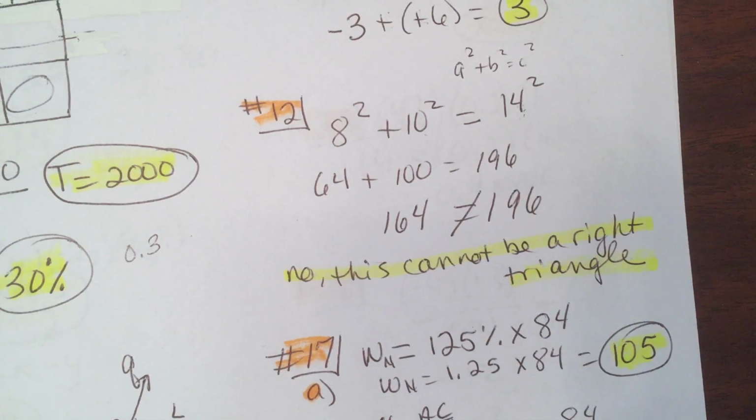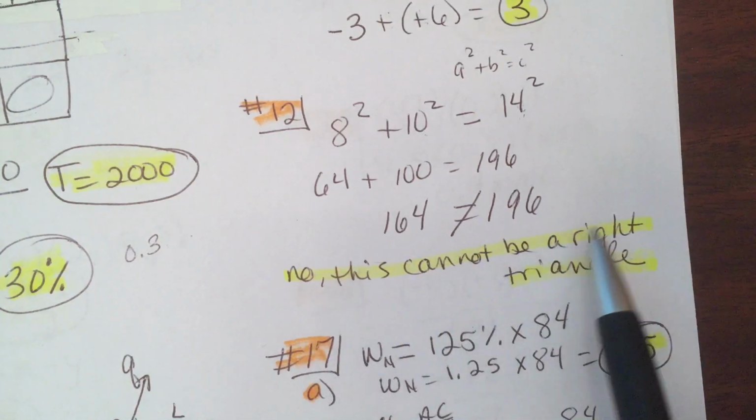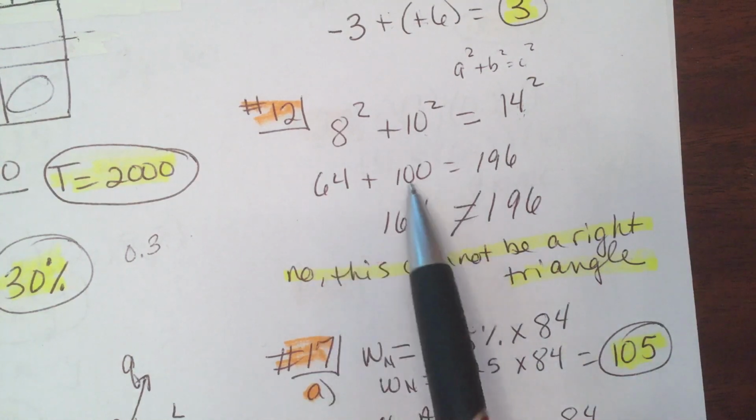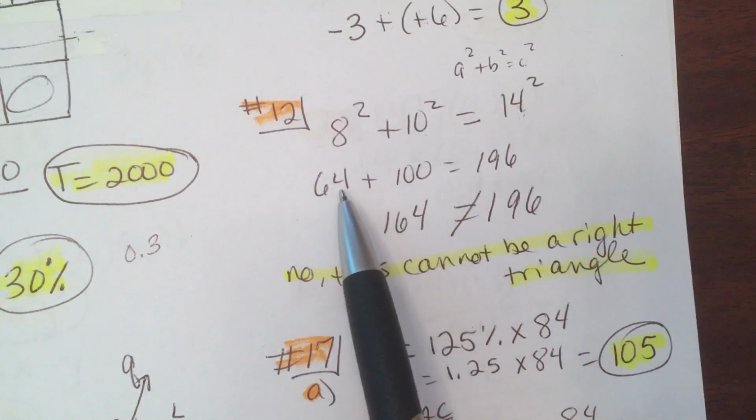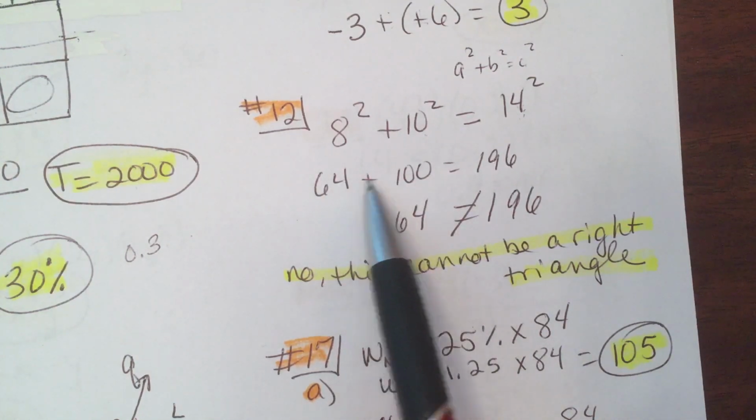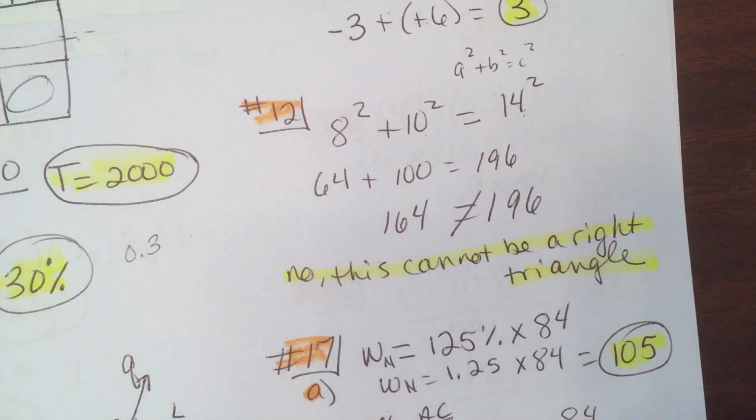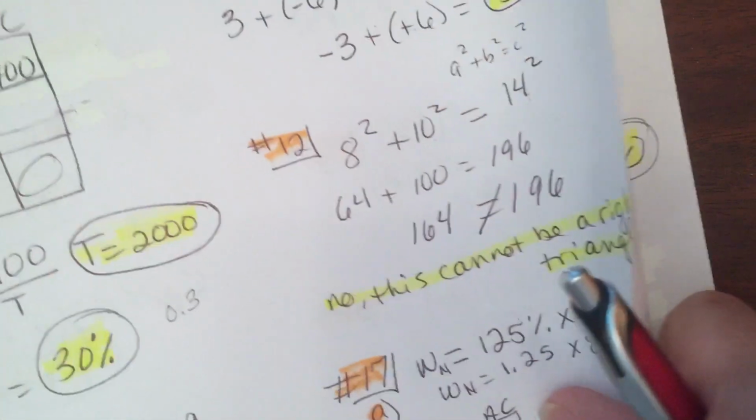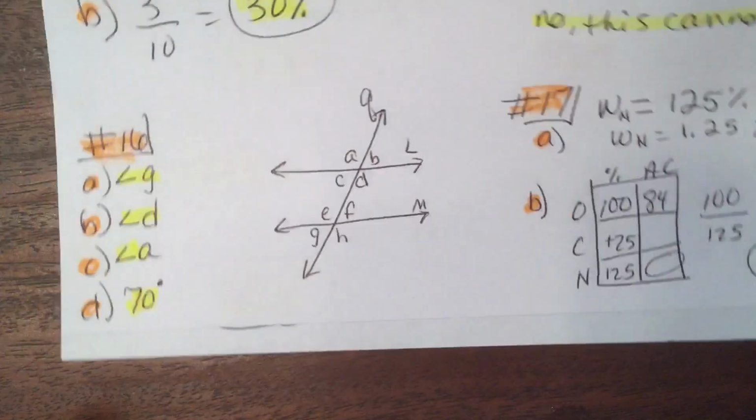164 does not equal 196. So this triangle could not be a right triangle because the squares of the legs added do not equal the square of the hypotenuse. Number 16 has to do with our transversal.